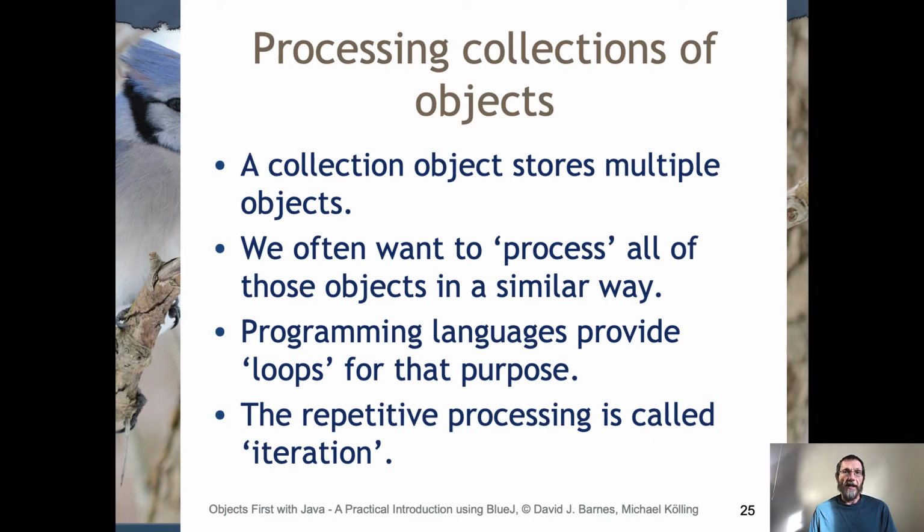We've seen that a collection stores multiple objects, and it's often the case that we wish to work our way through that collection, and for each object we want to carry out some form of processing. Programming languages often provide several ways of performing that processing, and the means for doing that involves using something called a loop. And the idea of repetitive processing is known as iteration.